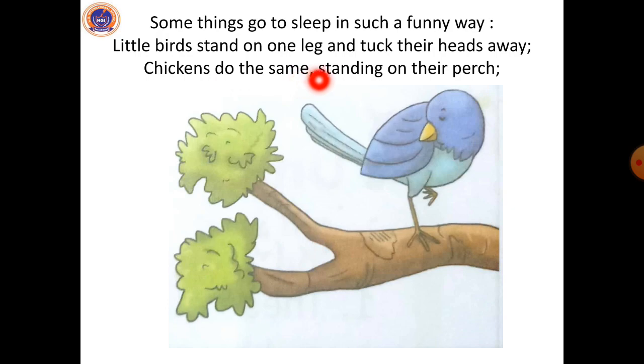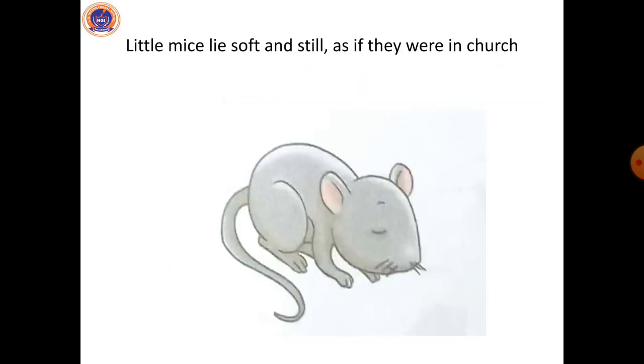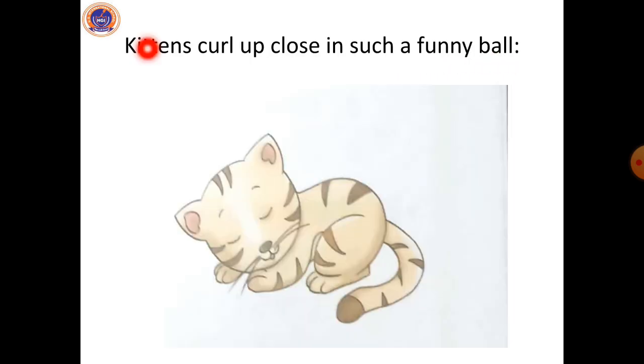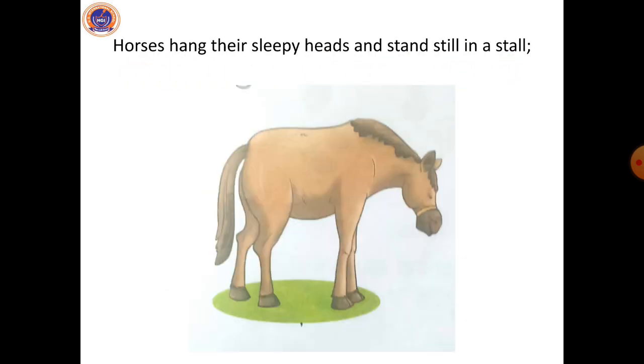Chickens do the same, standing on their perch. Little mice lie soft and still as if they were in church. Kittens curl up close in such a funny ball. Horses hang their sleepy heads and stand still in a stall.